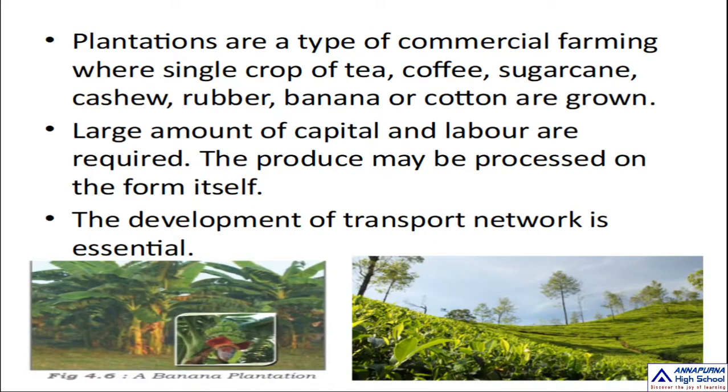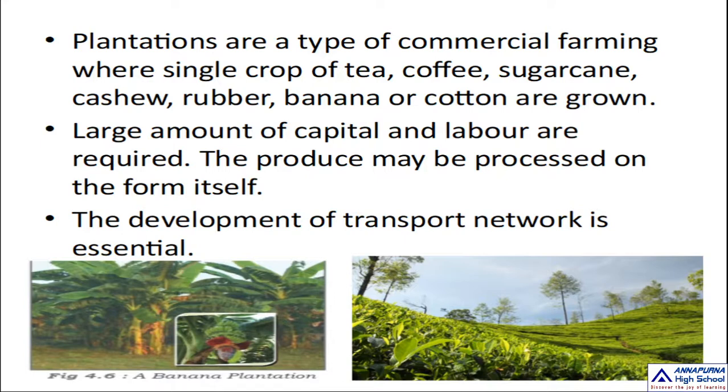Now the next one is plantations. Plantations are a type of commercial farming where a single crop of tea, coffee, sugarcane, cashew, rubber, banana or cotton is grown. Tea plantations are famous in Assam. In our Andhra Pradesh state, Araku Valley is famous for coffee, and there are sugarcane, cashew, rubber and banana plantations. They concentrate on only one single crop. That is called plantations.